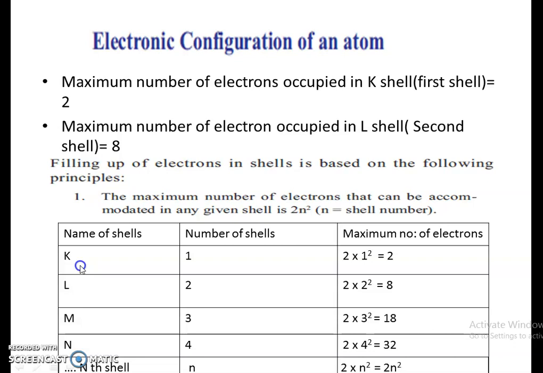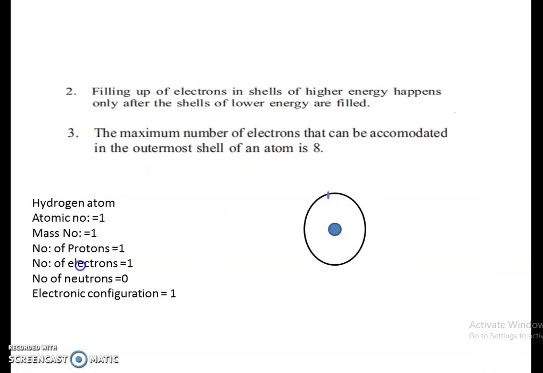Excluding the first shell, whatever the shell, it can occupy only 8 electrons in its outermost shell. In the middle shells we can have any number of electrons, but if it is an outermost shell, we can occupy only 8 electrons. Why? To increase the stability of an atom. We have discussed that.